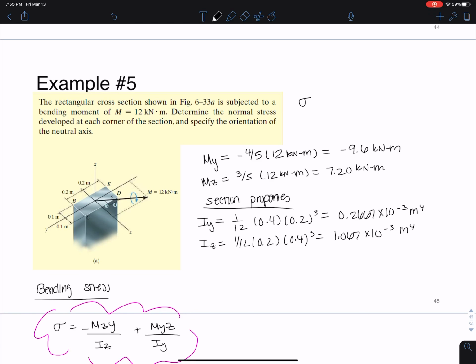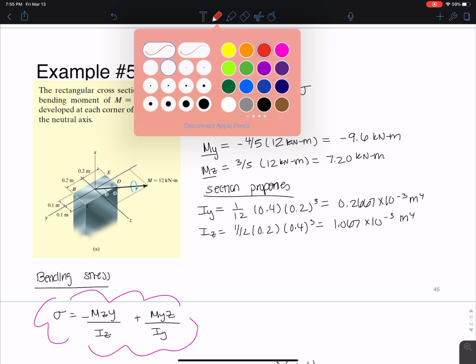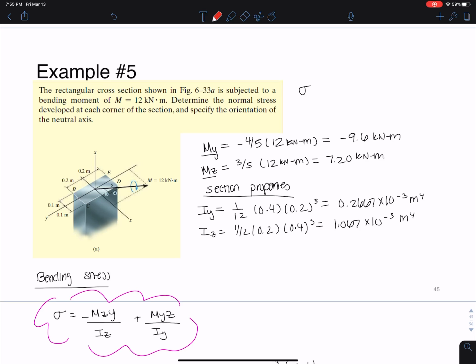So what I went ahead and did is I calculated the moment in the y direction, the moment in the z direction, and the way that I did that was just by taking the components. So we can see here, this is a 3, 4, 5 triangle. So you just take the components along the z-axis, take it along the y-axis, and you can get the distribution of moment, or the moment value.